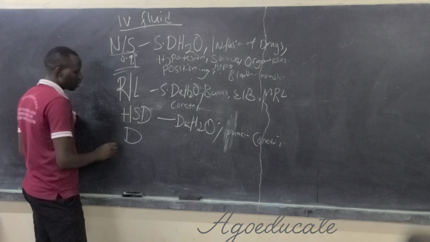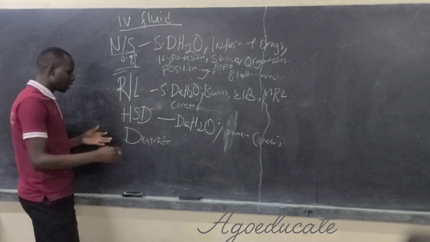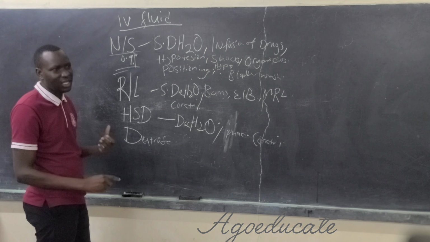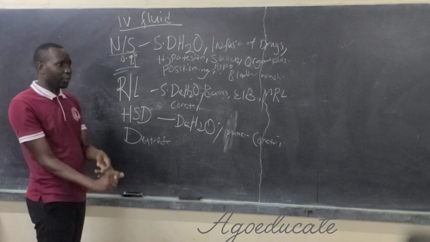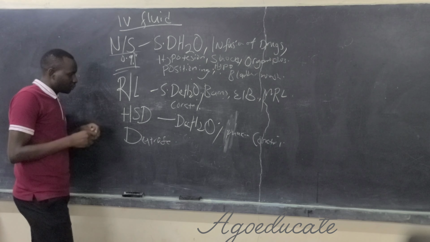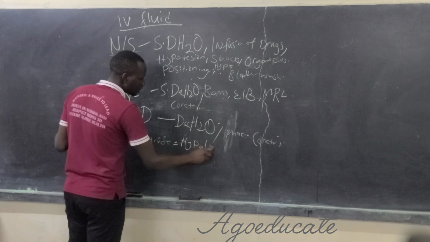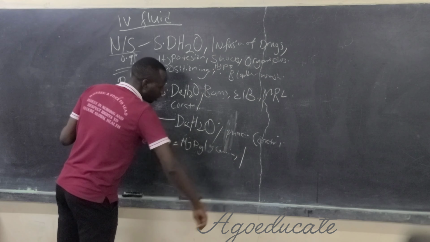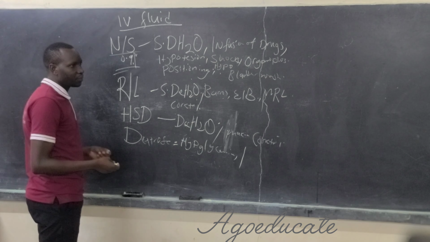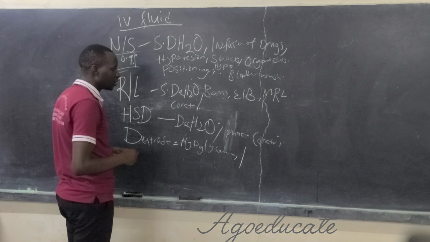Then we have dextrose. We have dextrose 5%, dextrose 10%, dextrose 25%, and dextrose 50%. The commonly used ones are 50, 10, and 5. This one is used for hypoglycemia and alcohol intoxication. This is where they use dextrose. They also use it for administering drugs.